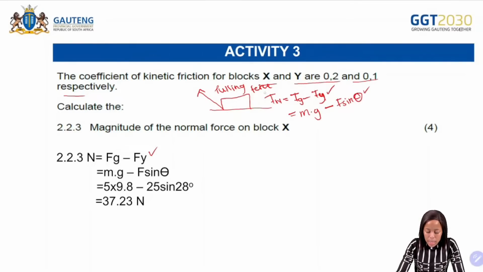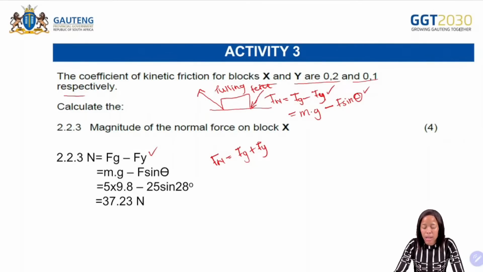So what if you had what? What if you had a pushing force? Also make sure that you know how to calculate the normal force for that. So if you had a pushing force, then the normal force would be equal to what? Fg plus Fy. And then when you break it down, it becomes what? Mg plus F sine theta.